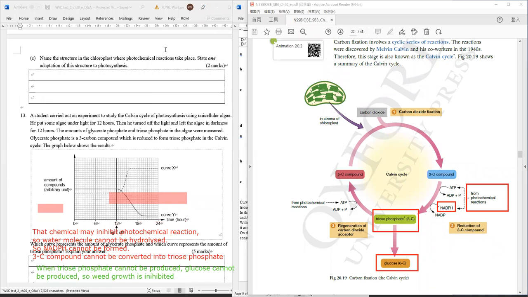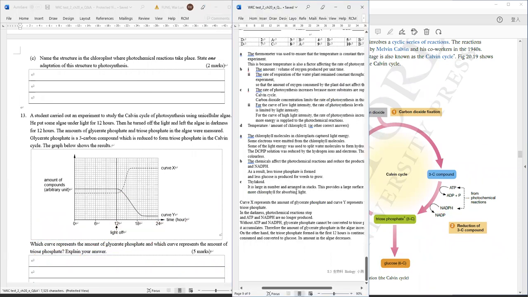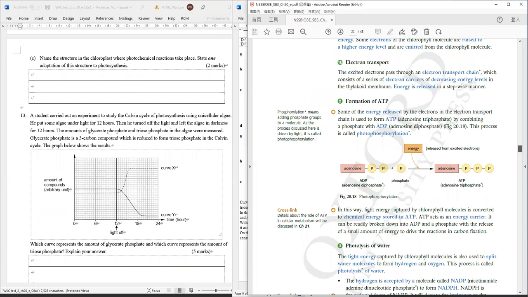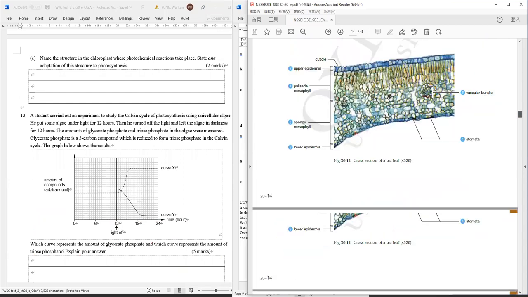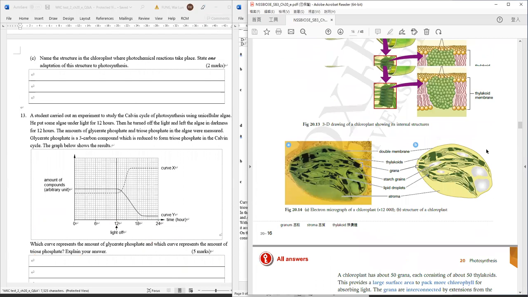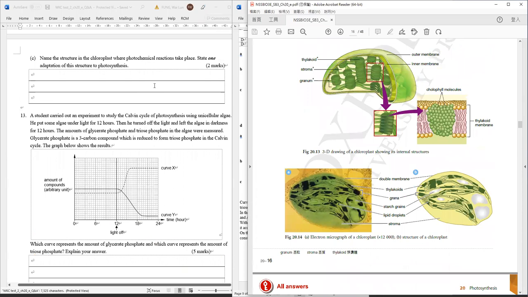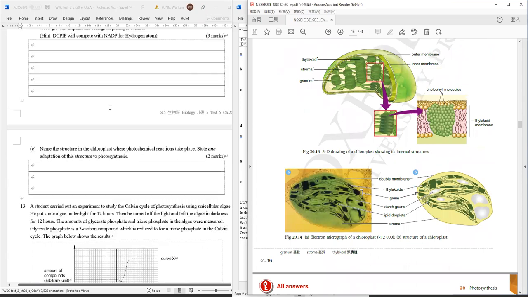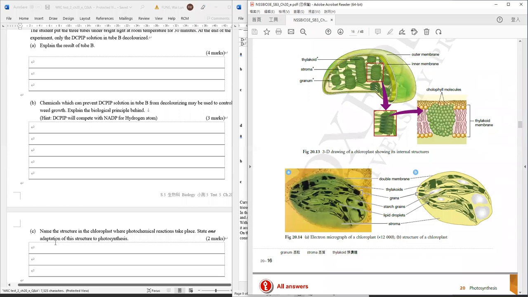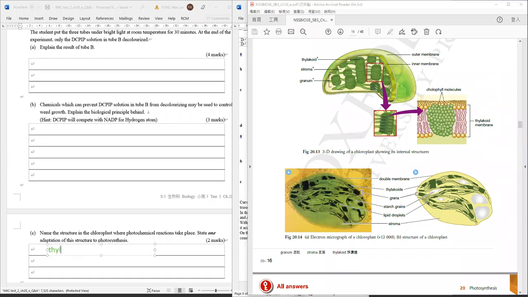Okay, last part in this question, part C. Name the structure in the chloroplast where the photochemical reaction takes place. I want you to study the structure of the chloroplast. The photochemical reaction occurs in the thylakoid. You can call it the thylakoid, or you can call it the granum or the grana.